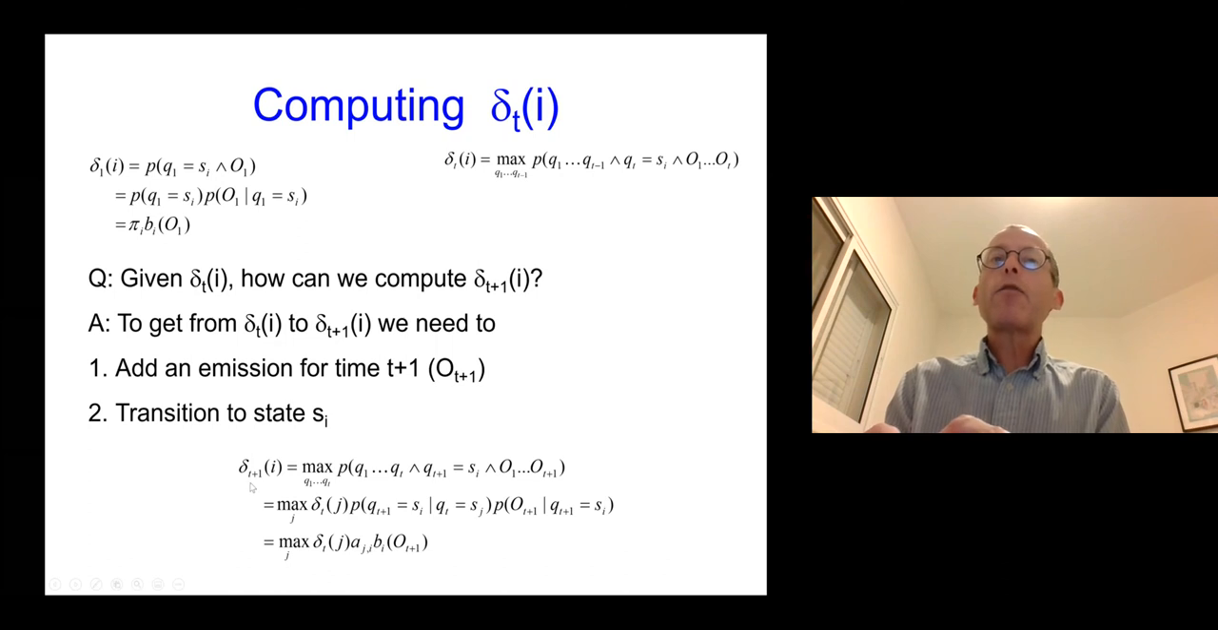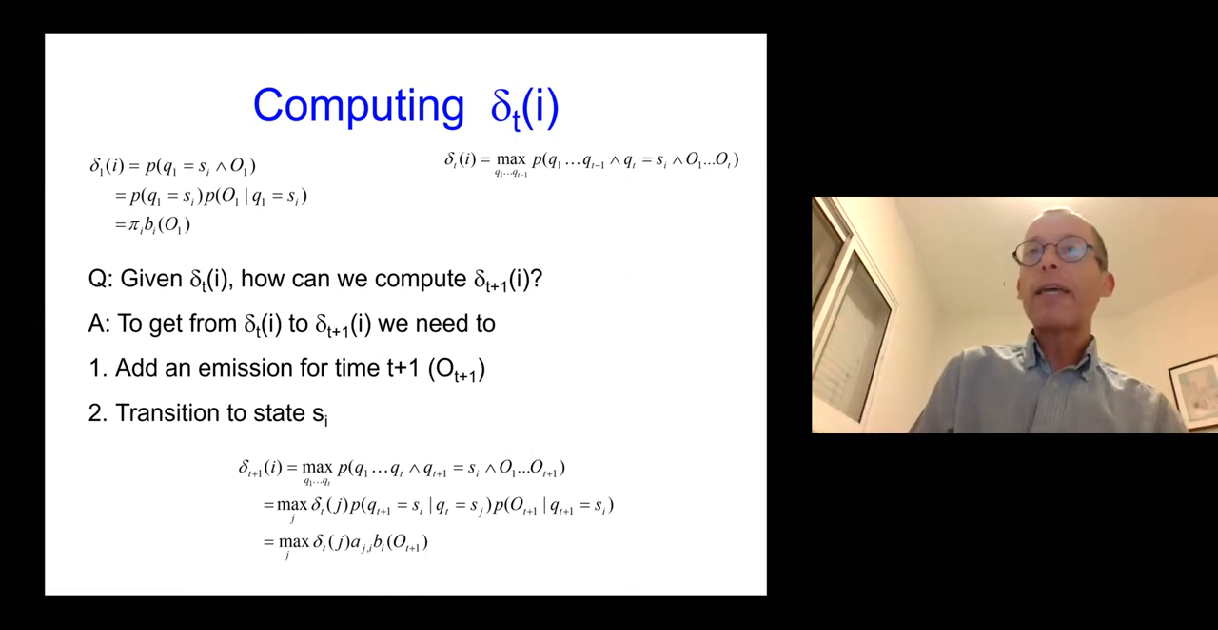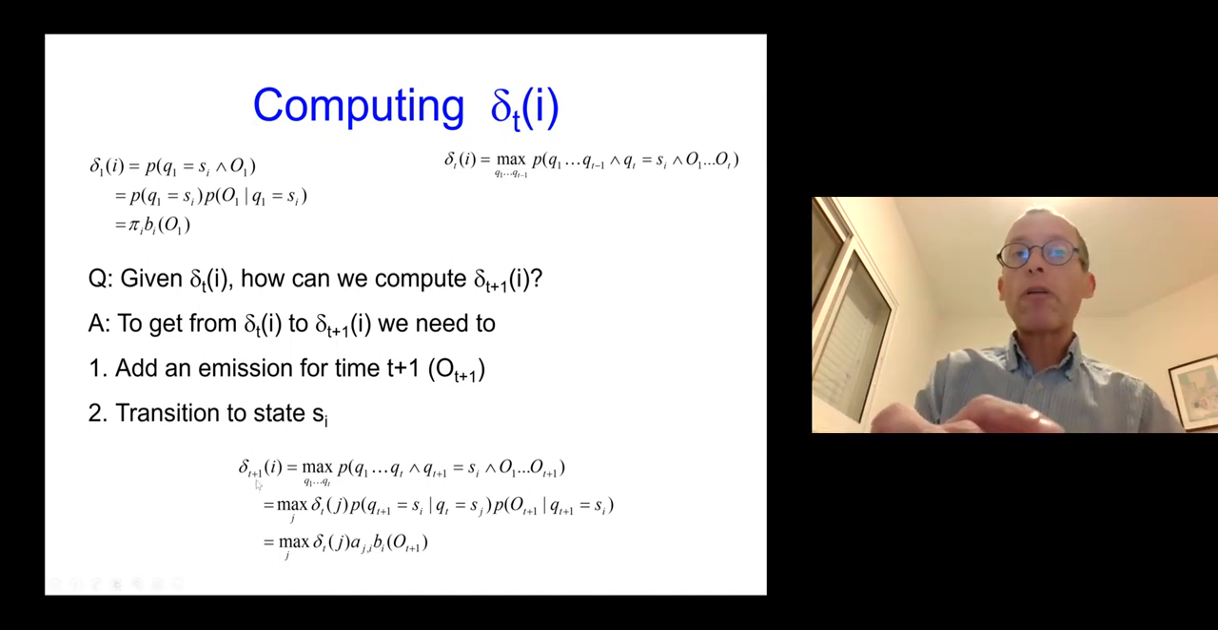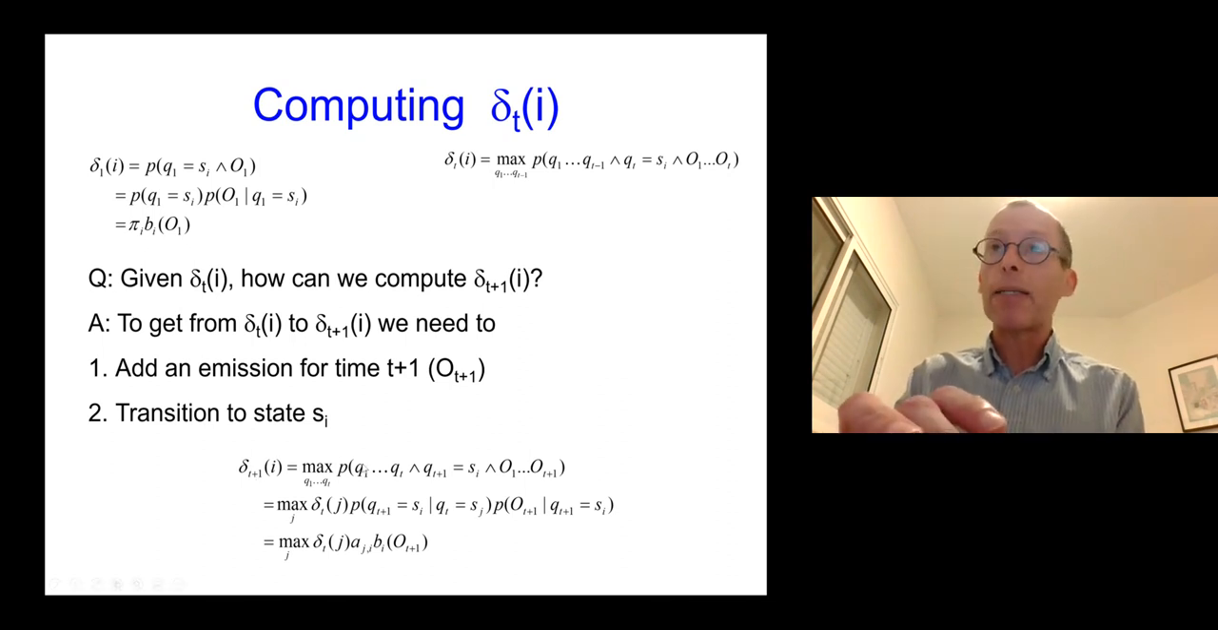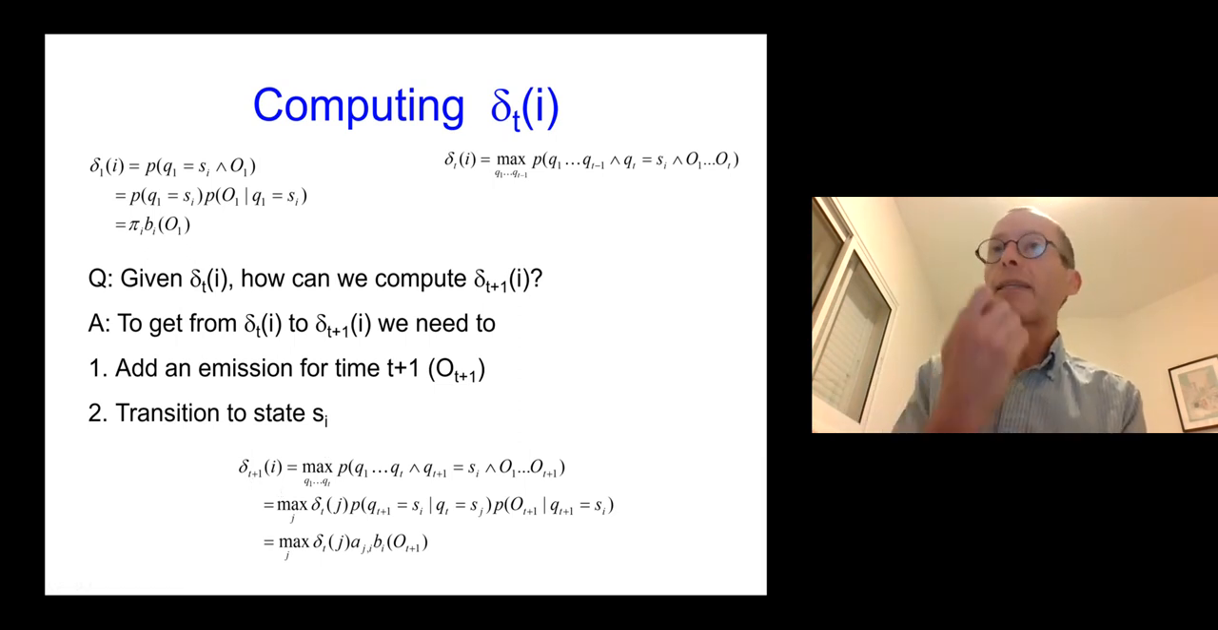So delta T plus one of I is defined as the max over J, where J is the previous state, of delta TJ, AJI, BI. So it's easy to do. In each step, we just compute that. Now, one important thing here, unlike before, is that it's not enough to just compute the value. We are not really interested only in the value. Delta T basically gives us the max of the probability. We need it, but it's not the only thing we need. We also need to know what is the state.